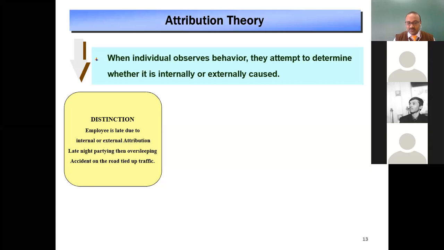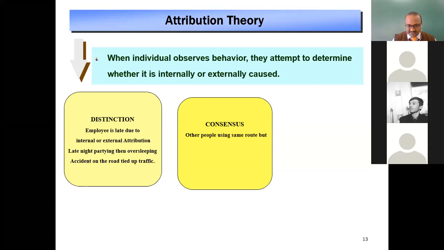So very often you will see people telling us that there was a huge traffic pileup, a big traffic jam, there was an accident on the road. This is distinction, right? Where you're attributing and saying, "I did everything right. I left home at the right time, but because of this incident, that's why I came late." So consensus is other people using the same route.